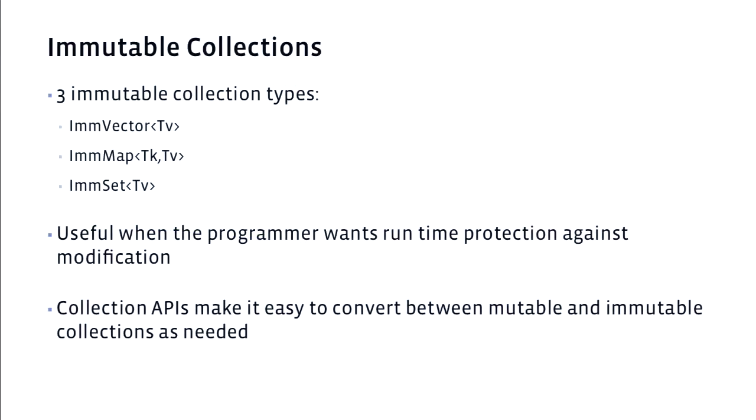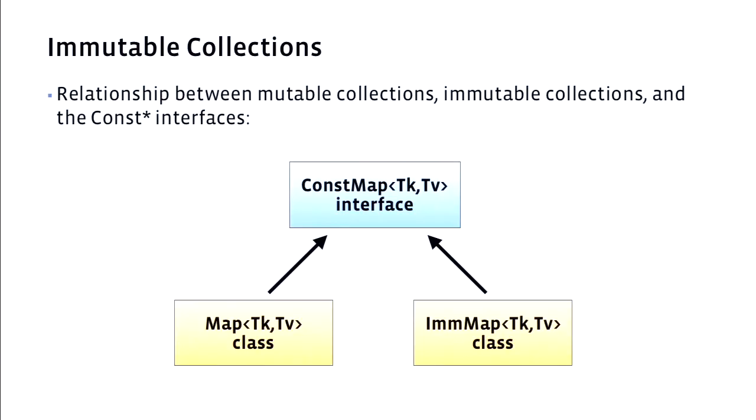So earlier I mentioned there's both mutable and immutable. Thus far we've pretty much only talked about mutable collections, but the Hack collection framework also offers immutable flavors. So you have ImmVector, ImmMap, and ImmSet. And so these are useful when the programmer wants runtime protection against modification, or if you know for a fact you never need to change this thing after you construct it. And the collection APIs make it easy to convert between mutable and immutable collections as well. So you might say, hey, wait a minute, I saw that ConstMap or ConstVector interface in a previous slide. How are immutable collections different?